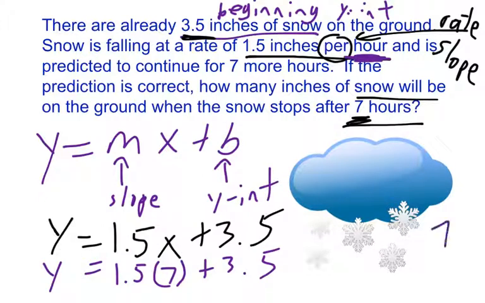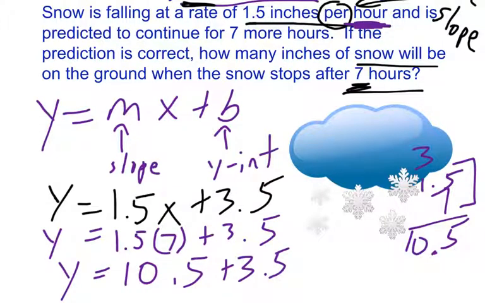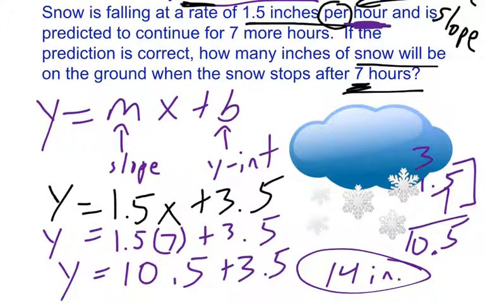And if I do 7 times 1.5, I'm going to get 10.5. There's one number behind the decimal, so one number behind the decimal there. So that would be 10.5 plus 3.5, which gives us 14. So it'd be 14 inches of snow on the ground.